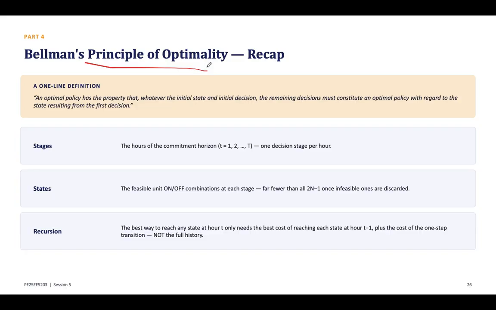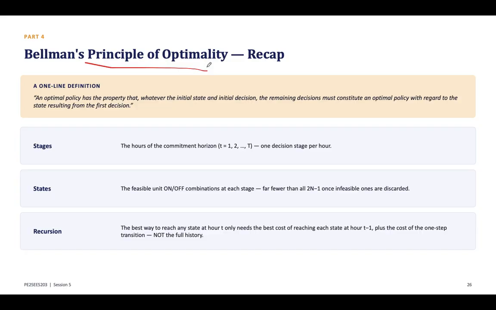See, Bellman's principle works only when the state has been defined sufficiently. If the future cost depends on a piece of history that is not represented in the state, the two histories reaching the same apparent state may not actually be equivalent. This is why a realistic DP formulation may augment the state with time since startup or time since shutdown information.